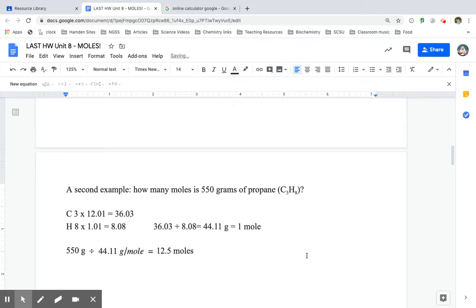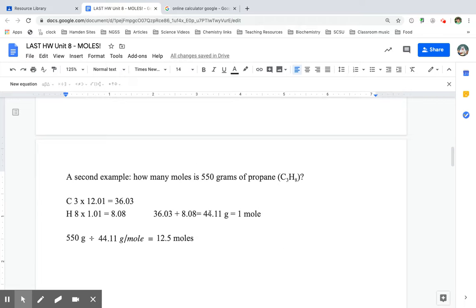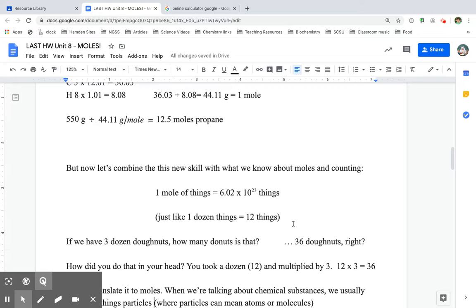Does this make sense? If 1 mole is 44 grams, it's a little bit more than 10 times, right? 10 times would have been 440 grams. So it makes sense that we get 12.5 moles of propane. 12.5 moles of propane. Great.